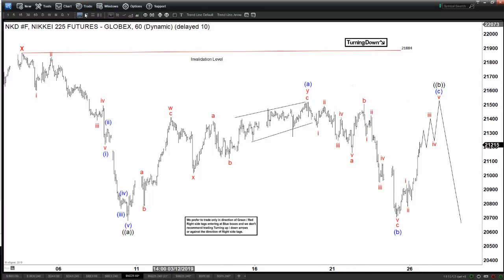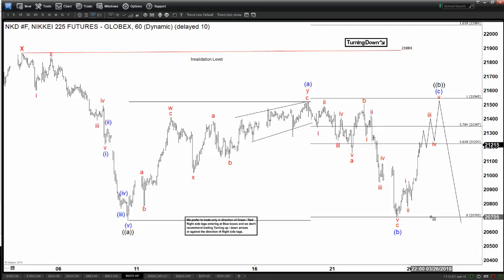current rally is complete. So we can try to measure the 100% of this expanded flat, and that will give us somewhere around this area here, potentially, to end this entire rally. It doesn't necessarily have to go exactly there, but that could be the potential of where the rally can end.